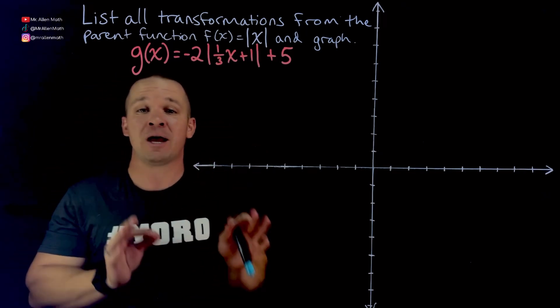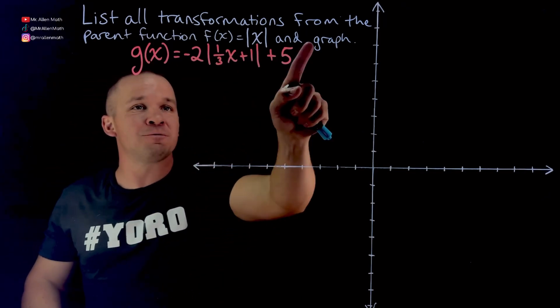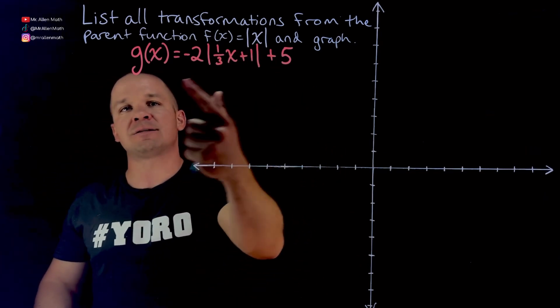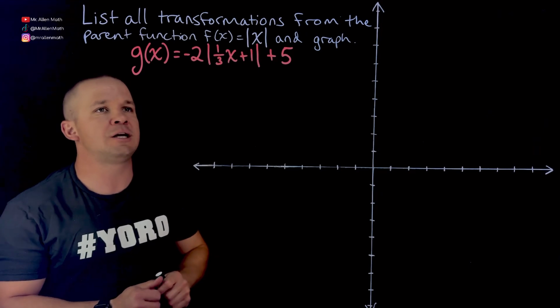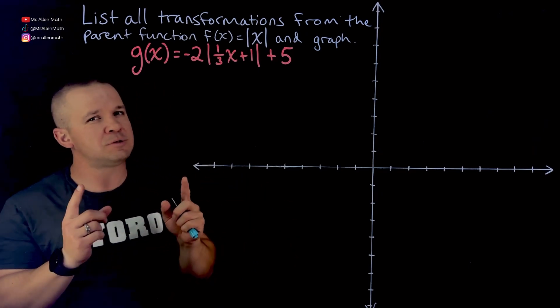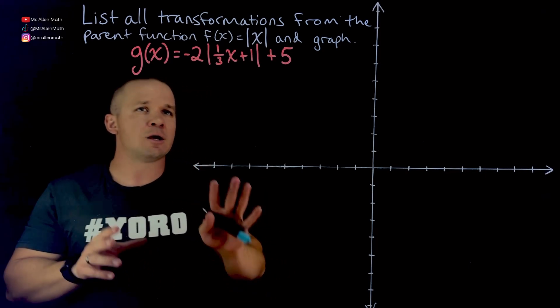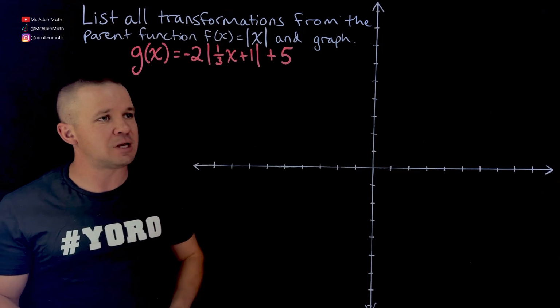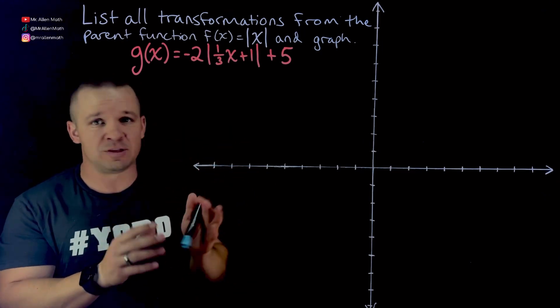We're talking transformations in this video. Transformations from the parent function f of x equals the absolute value of x to this awful looking monstrosity here. And we're going to use those transformations to graph this thing, and we're also using some t-charts to stay organized, because with this many transformations, 1, 2, 3, 4, 5 different transformations, you can get lost in the sauce, okay?